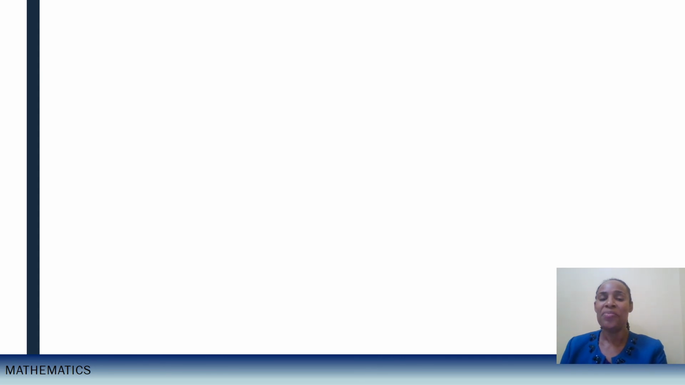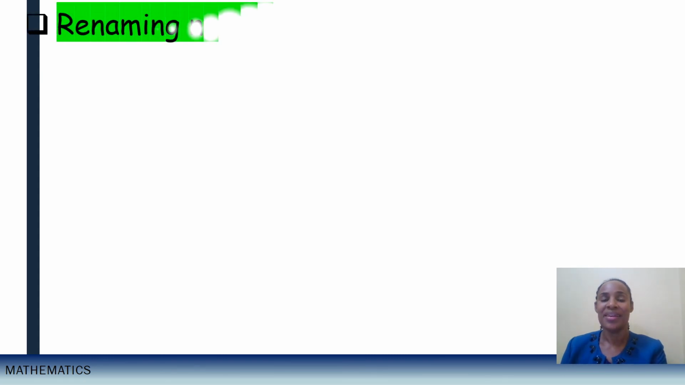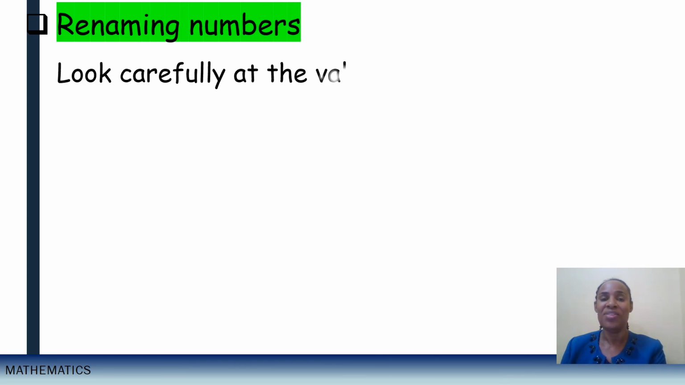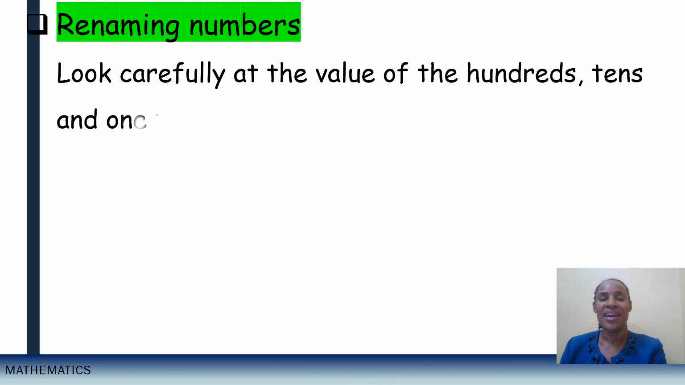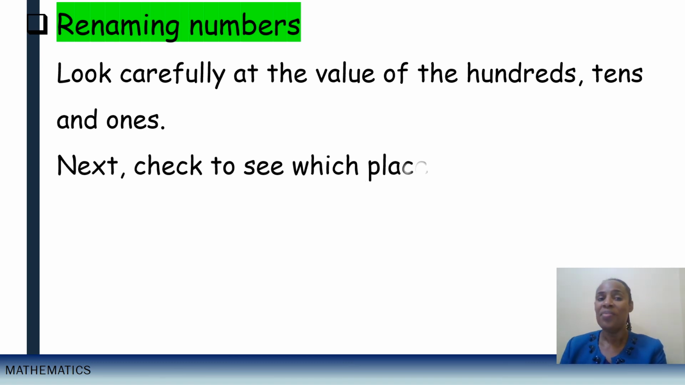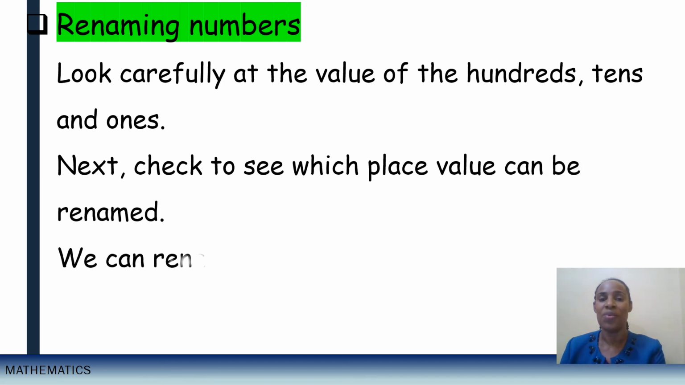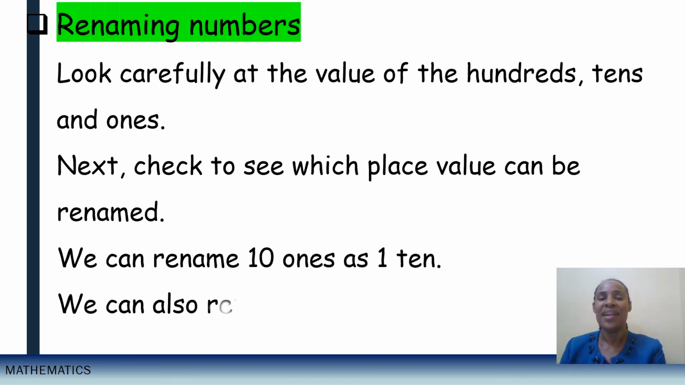But here are a few points I would like you to remember from today's lesson. When renaming numbers, look carefully at the value of the hundreds, tens, and ones. Next, check to see which place value can be renamed. And from today's lesson, we learned that we can rename 10 ones as 1 ten. We can also rename 10 tens as 100.